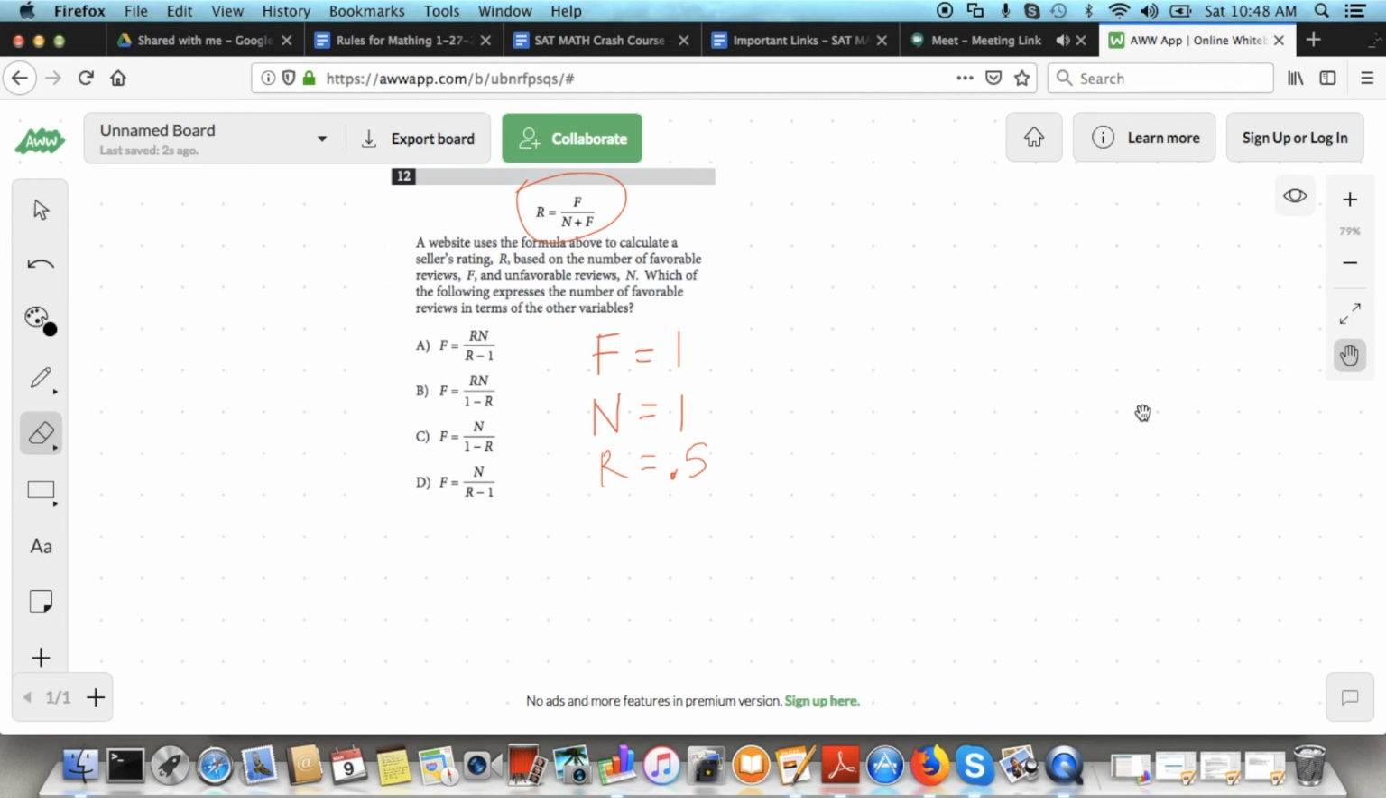Okay, great. Now let's plug those values into the answer choices right here. And who are we on again? Who is working this one out? Owen. Owen? Great. Owen, let me see you plug these values into answer choice A. Can I see you do that?